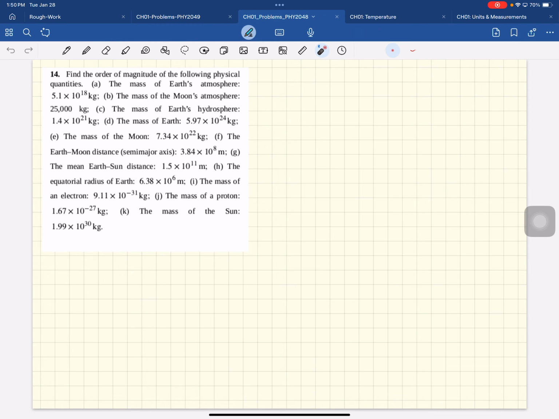I'll just do one or two parts from each. Find the order of magnitude of the following physical quantities.